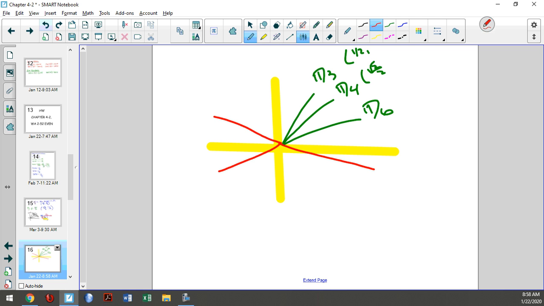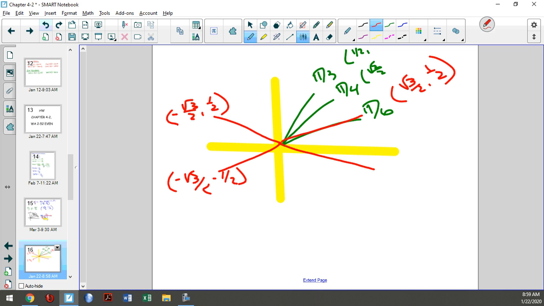Do you see those ones? All the red ones are denominator of 6. They share the same ordered pair. That ordered pair is the square root of 3 over 2, 1/2. Except for over here, it's negative square root of 3 over 2, 1/2. Down here, it's negative square root of 3 over 2, negative 1/2. And over here, it's going to be the square root of 3 over 2, negative 1/2. They all have exactly the same ordered pair. It's just you have to determine if that ordered pair is going to be positive in that quadrant or negative.